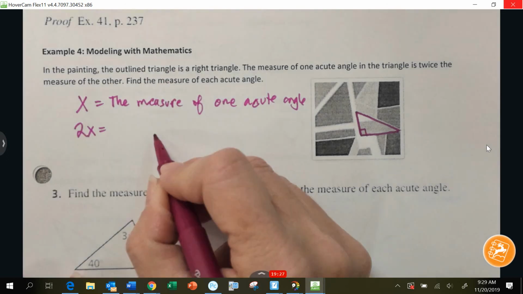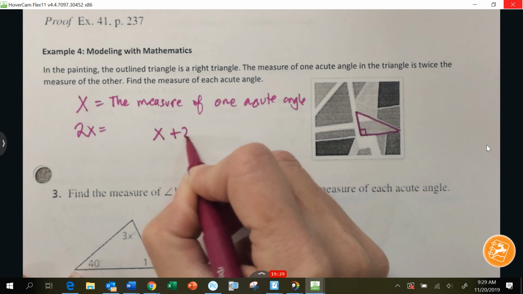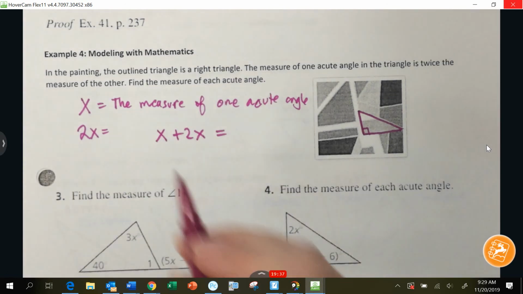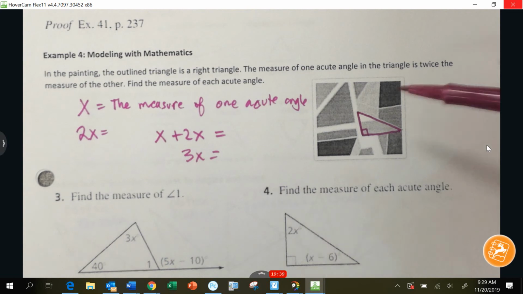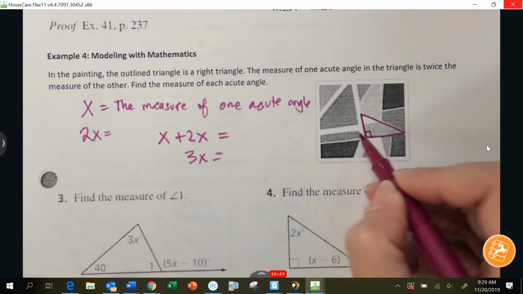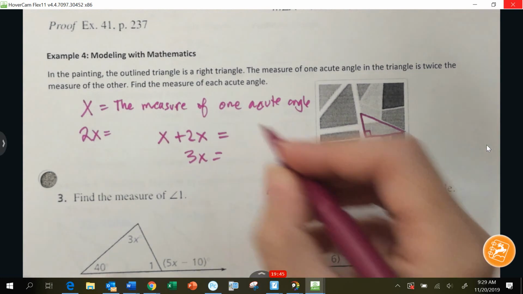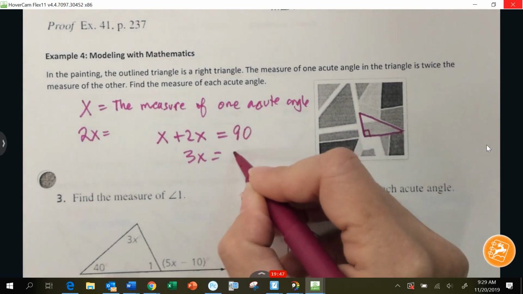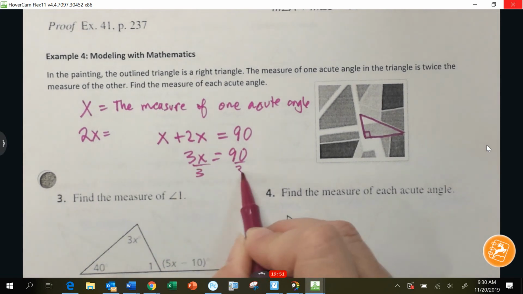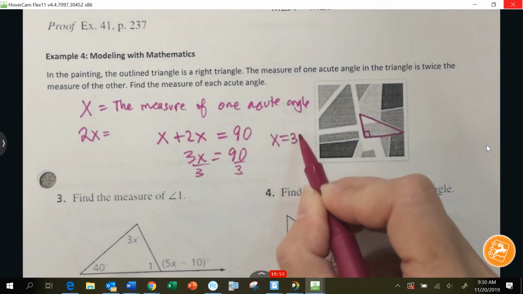So if I add together x plus 2x, what should they equal? They do equal 3x, but that's not what I meant. That's my next step. Simplify. What would they equal number-wise? 90. Because the other 2 angles, the acute angles, are going to add up to be 90. So 3x equals 90. This is exactly what Stephen was saying. Divide by 3. We get x equals 30.